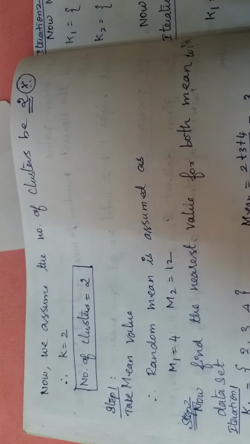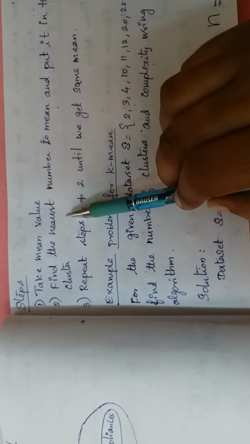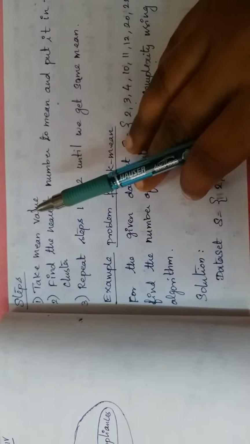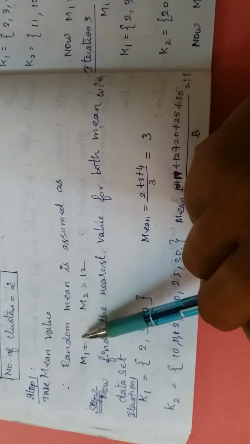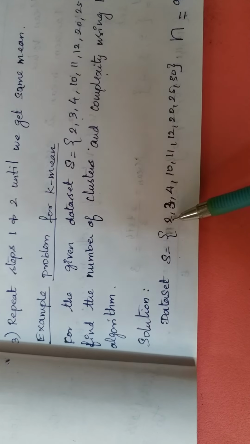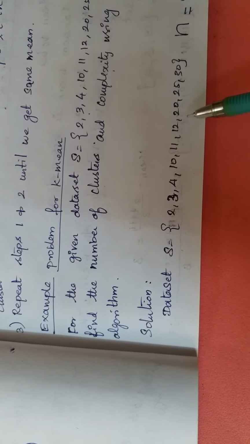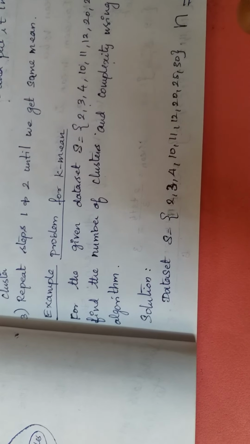Right. So what are your steps? First I have to take the mean value, then find the nearest number and put it in the cluster. So that we are going to see. First I am going to take the mean. So step 1, take the mean value. Randomly you can choose any mean value from the given data set. So you have the data set here, right? The data set is 2, 3, 4, 10, 11, 12, 20, 25 and 30. So from this I am going to choose 2 mean values.